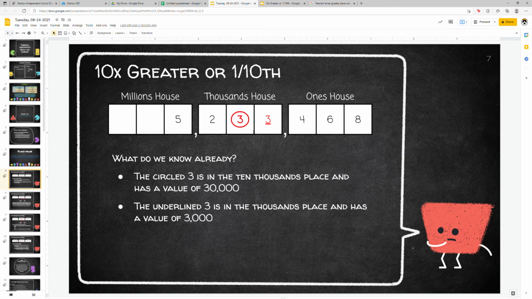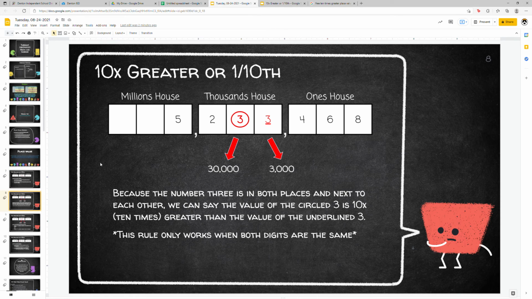What do we know already? Well, the circled 3 is in that 10,000s place, which means it has a value of 30,000. And the underlined 3 is in the thousands place, which means it has a value of 3,000. So now that we know that information, I've written the values on screen under there so you can see each of them. Because the number 3 is in both places and they're next to each other, we can say that the value of the circled 3 is 10 times greater than the value of the underlined 3.